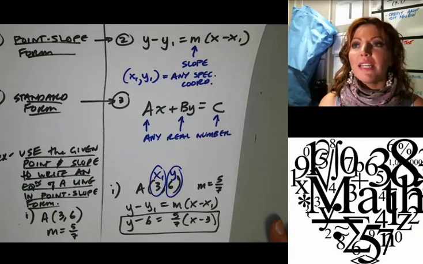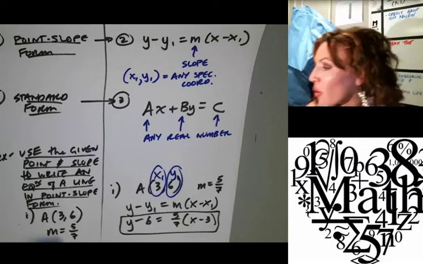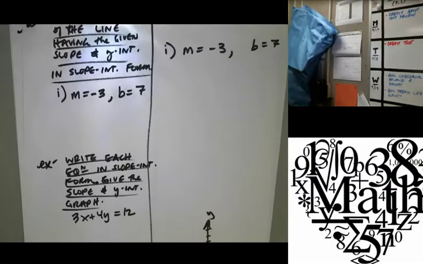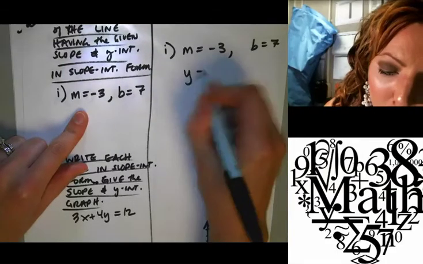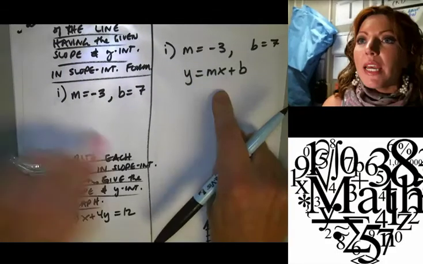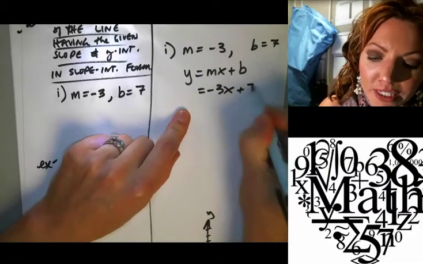You guys are slowing me down. I'm just kidding. Should I take a break? Here, we'll pause. That's what we can do. All right, so here we go. Slope-intercept form is y equals mx plus b. The slope in this one is -3. The y-intercept is 7. That is that problem.